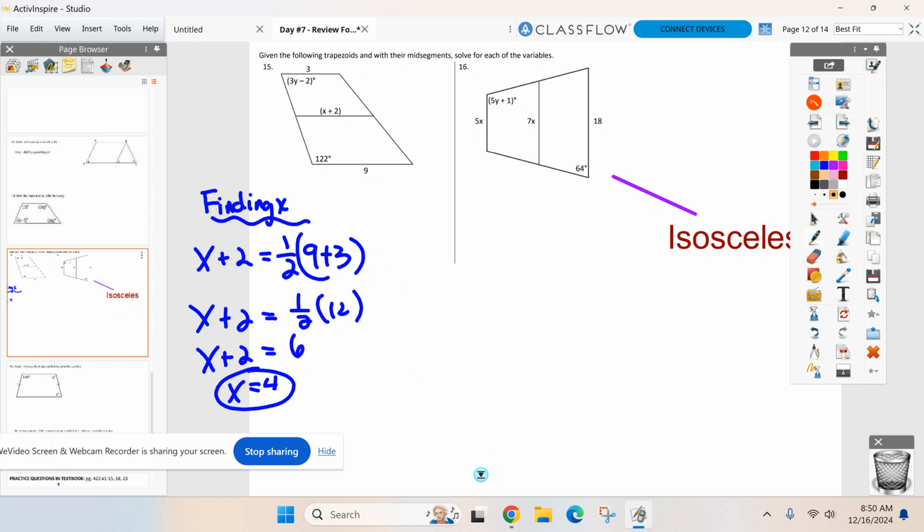Everyone good with that? How we work with the mid-segment. Probably going to be a little tougher tomorrow to solve, but. All right, now we got to go y now. We got to go y.